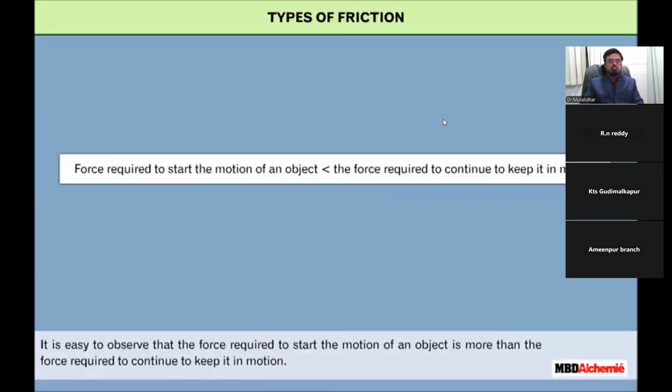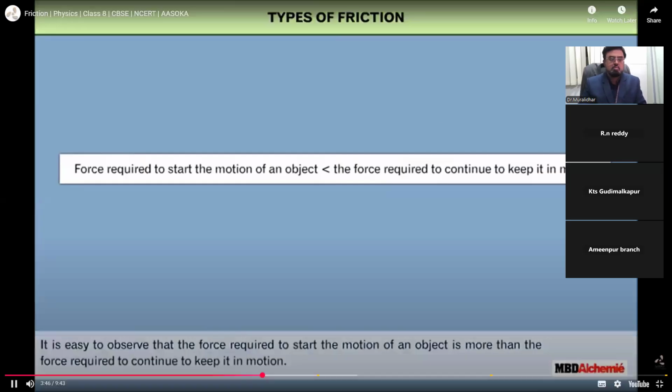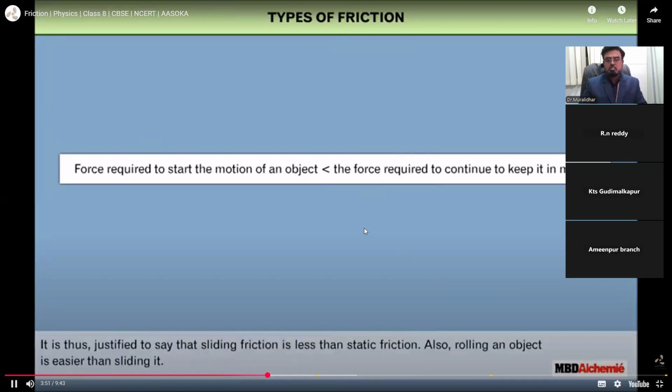It is easy to observe that the force required to start the motion of an object is more than the force required to continue to keep it in motion. It is thus justified to say that sliding friction is less than static friction.